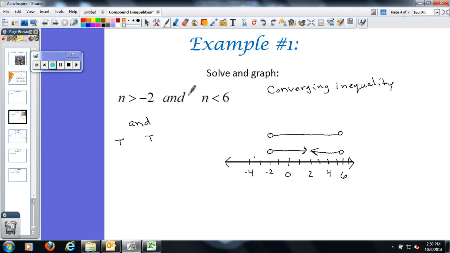Also with converging, we need to know that we can actually write this as one inequality, which would be -2 less than n less than 6. Okay? So this is the same thing as this up here. But because my answers are in between, I can write it as one inequality as it is here.